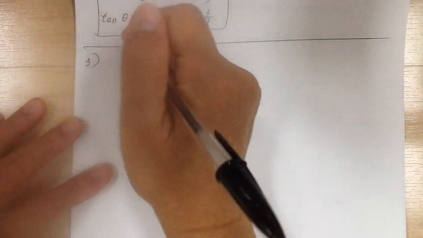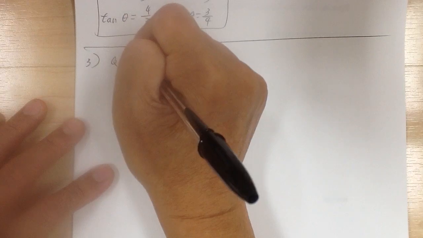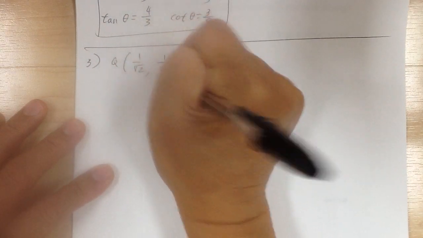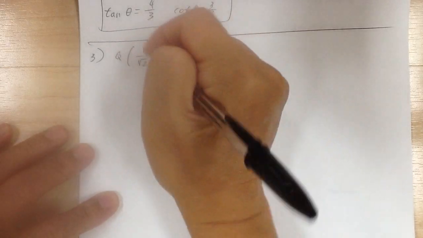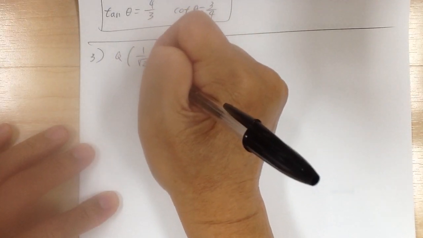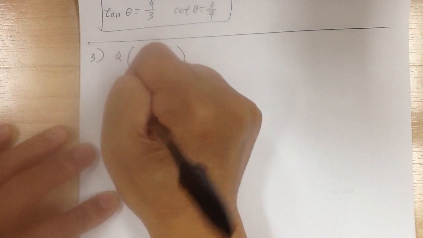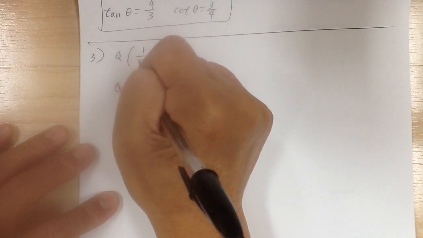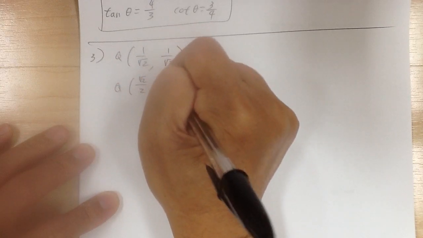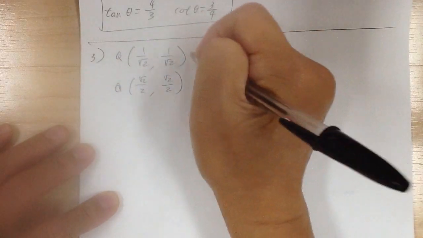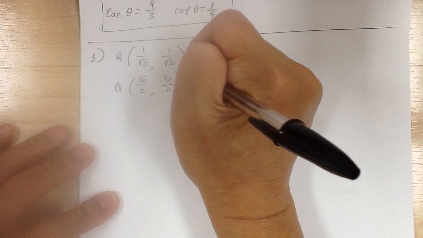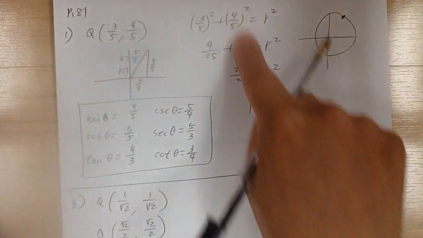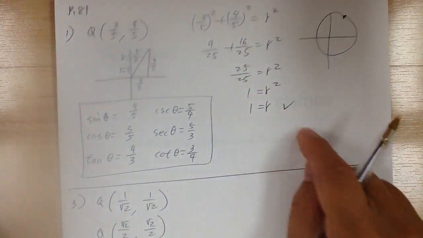Okay, number 3, the point Q is at 1 over square root of 2, 1 over square root of 2. For this, I'm going to get rid of the square root on the bottom. If you multiply by square root of 2 over square root of 2, you get square root of 2 over 2, square root of 2 over 2. You just multiply and cancel. I'm not going to do it; you can go and do that. You can see it's also going to equal 1.